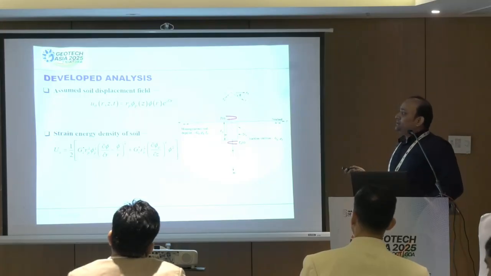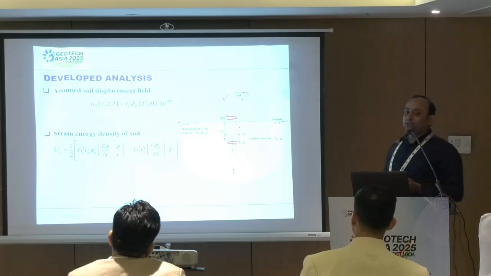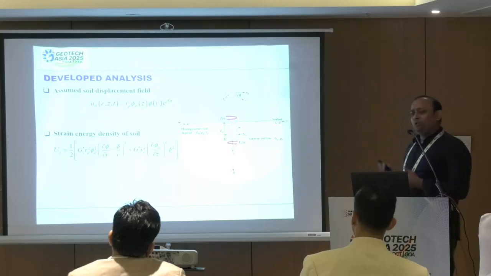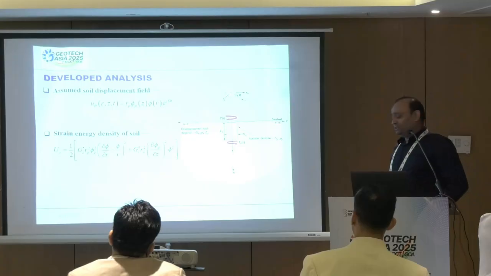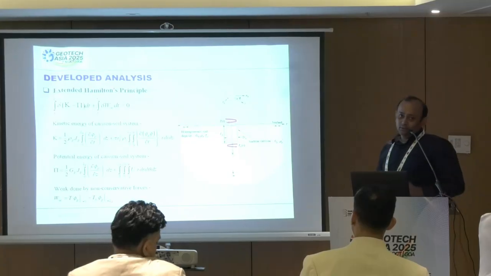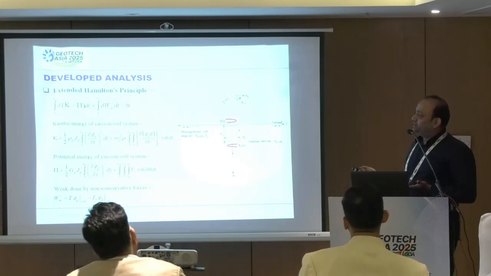So with this particular assumption on the soil displacement, I write the strain energy density of soil in terms of this particular equation, following the elasticity theory. So this is the expression that you see, and you see that phi is there, which basically accounts for the soil, phi p is there, which basically accounts for this particular caisson, and then the soil properties and other properties are incorporated. Dynamic problem, I'm applying the extended Hamilton principle, which is given by this equation.